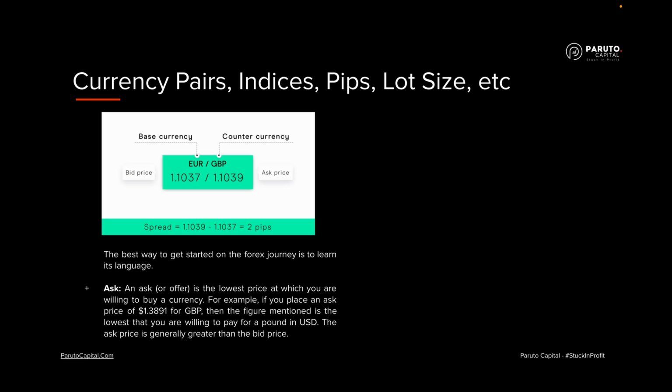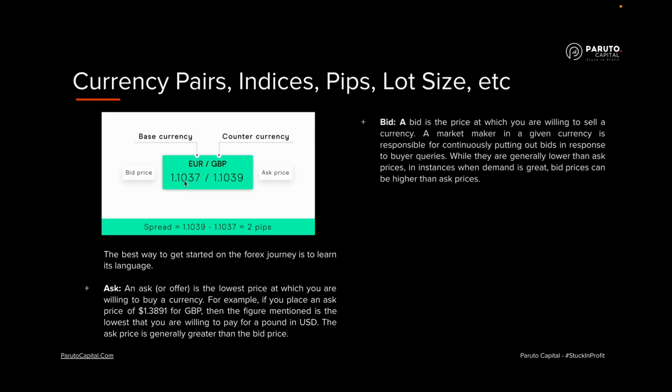Now, an ask, or offer, is the lowest price at which you're willing to sell a currency. So, for example, if you place an ask price of 1.3991 for GBP, that's pound, then the figure mentioned is the lowest that you're willing to accept for a pound in USD. The ask price is generally greater than the bid price. Okay, so from the ask price, you can tell that that's the quoted or the counter currency, and then the bid price is the base currency.